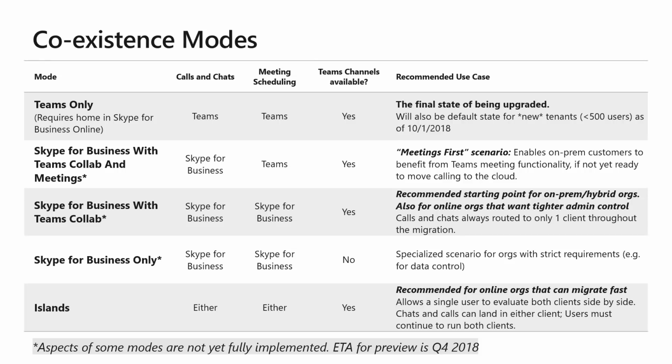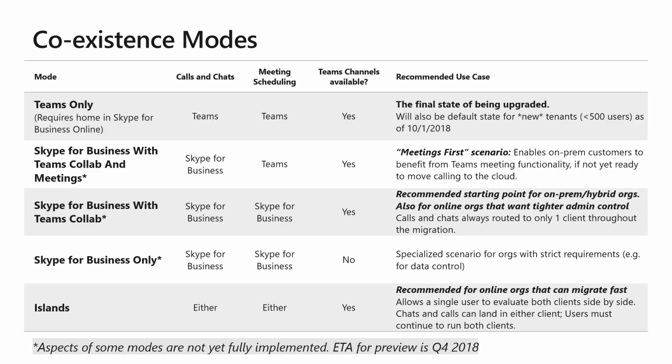That simply means that all of their calls and chats will be initiated from and land in the Teams application. All of their meetings will be scheduled as Teams meetings. They will have all the collaboration features available within the Teams application. And this is our final end state. As of October 1st, this is also the default state for net new tenants that are under 500 seats. So if you go and provision a brand new tenant, it will be provisioned in Teams only mode upon creation.